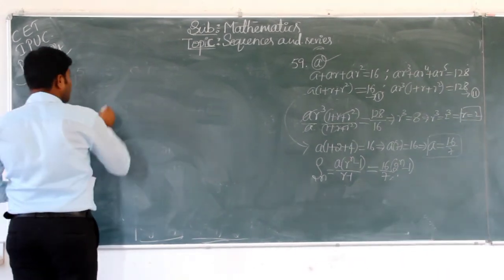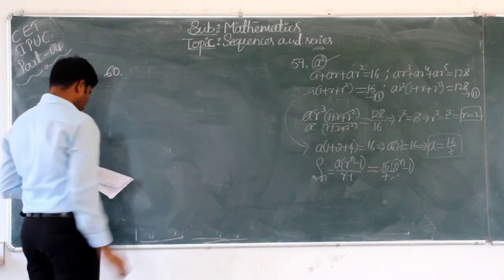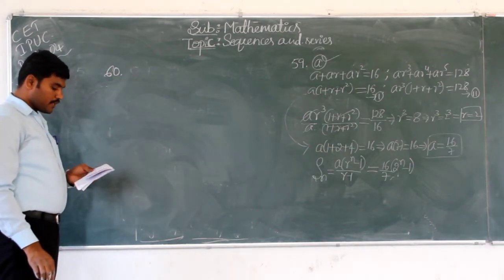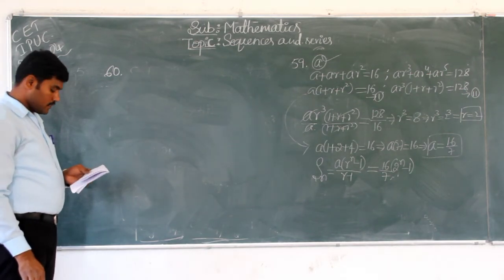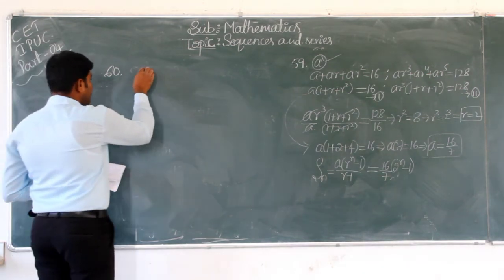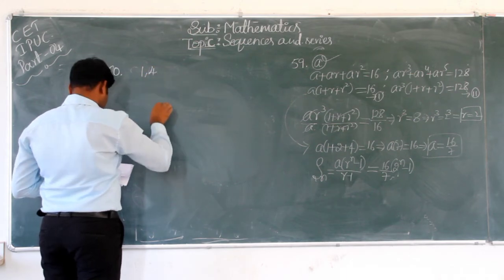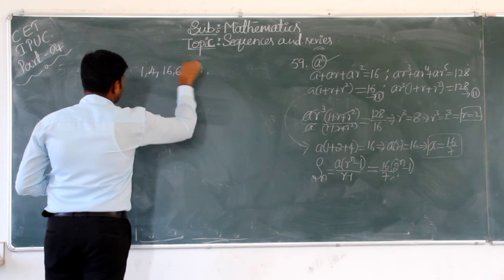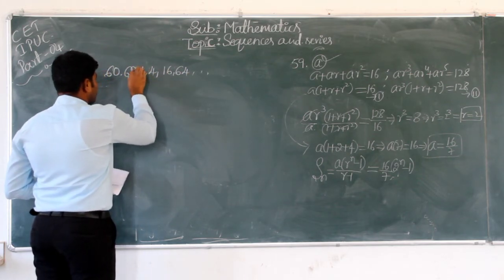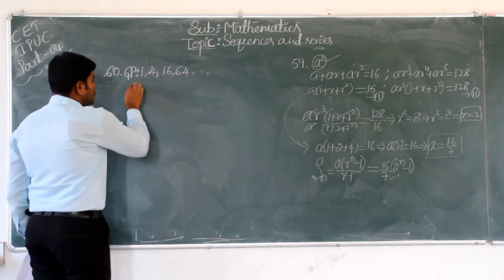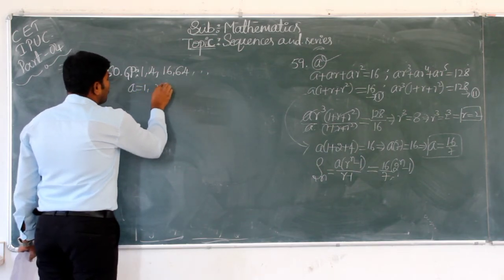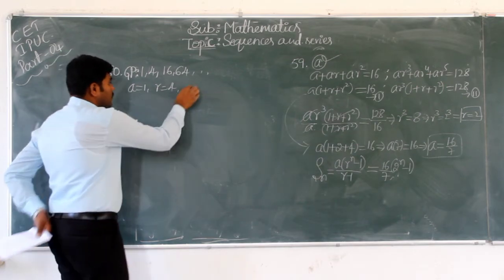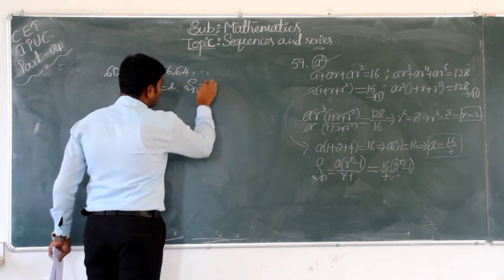Question 60. How many terms of the geometric series 1, 4, and next 16, 64, like that and so on, will make the sum 5461? So here the GP is given: the first term is 1, the common ratio is 4. Find n. Sn is also given: Sn is 5461.